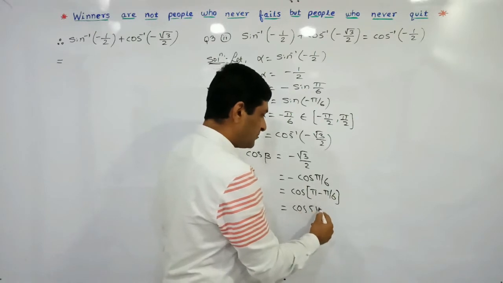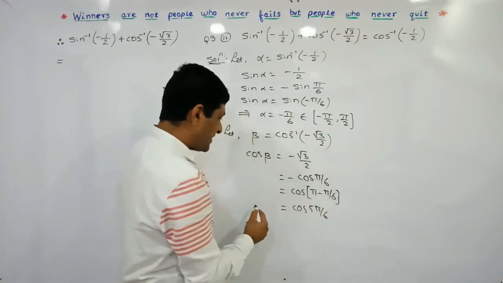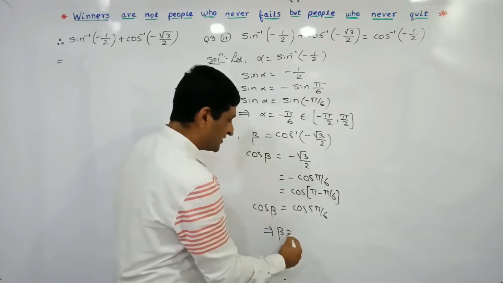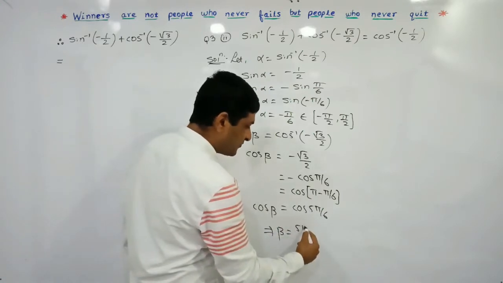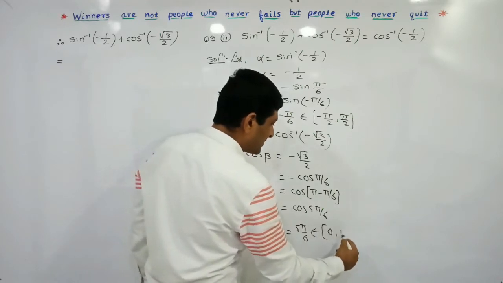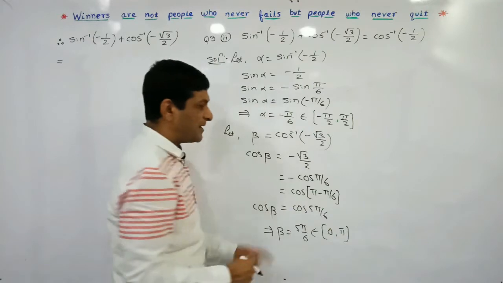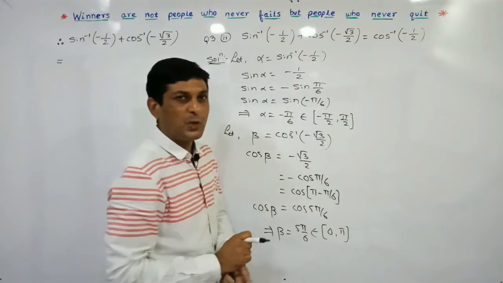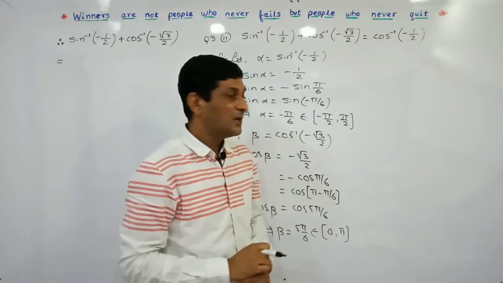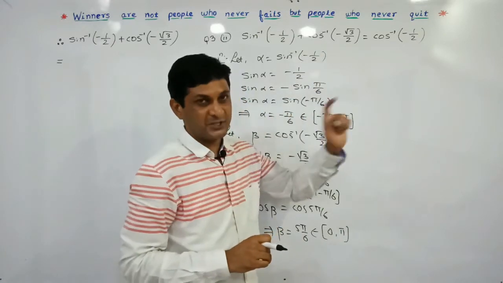Cos 5 pi by 6. This is the value of cos beta, which implies that, comparing both sides, beta is equal to 5 pi by 6, and we can observe that this value lies in the interval 0 to pi, which is nothing but the range of cos inverse. So we are able to consider it as the principal value of this inverse trigonometric function.